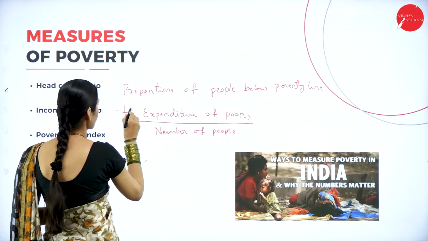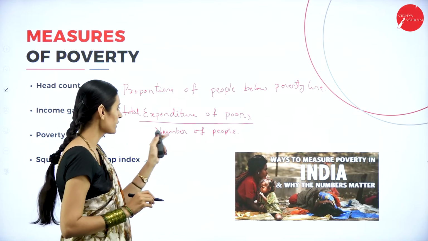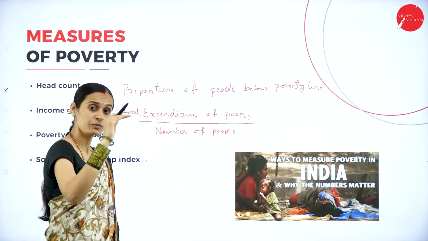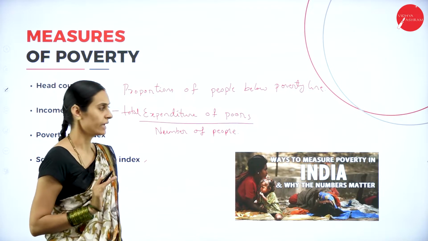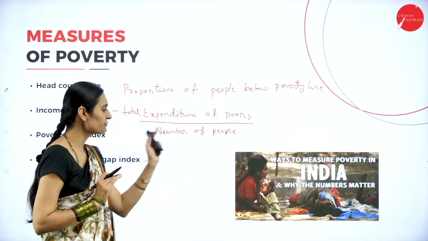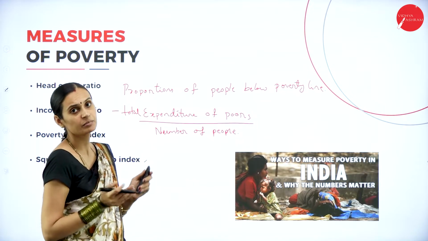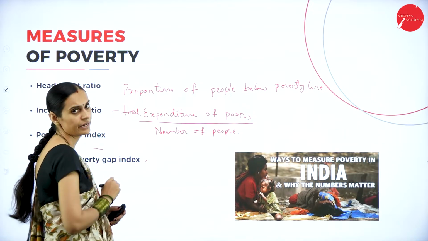The total expenditure of the poor divided by the number of people who are living below the poverty line. So that comes under the income gap ratio. By this formula, we can get the income gap ratio.